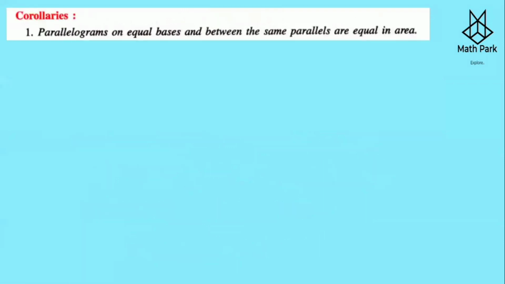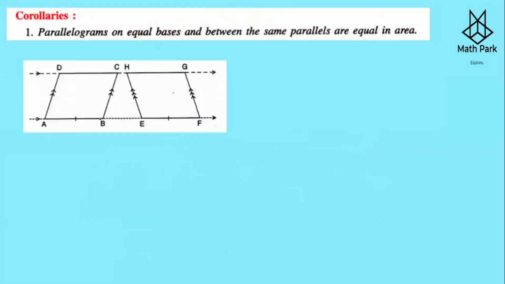Now let's understand some corollaries based on these theorems. Parallelograms on the same base and between the same parallels are equal in area. Sorry, same base we have seen; now it is equal bases. What does that mean? Let us look at the diagram. There are two parallelograms where the bases are equal: AB is equal to EF. The bases are equal and they are between the same parallels. Therefore, area of ABCD is equal to area of EFGH.